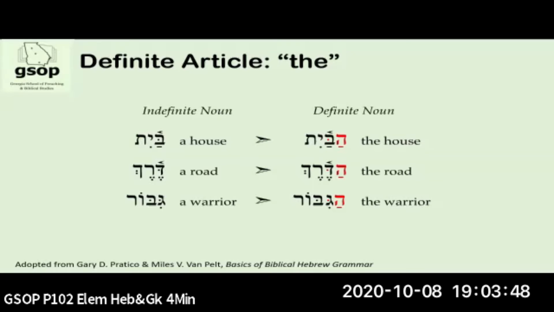You really can't tell a difference in the dot except that we made it red, okay? But the fact that it's there and preceded by the hey with the patach under it tells me now it's "the house." And it also tells me that that's a doubling of the sound.